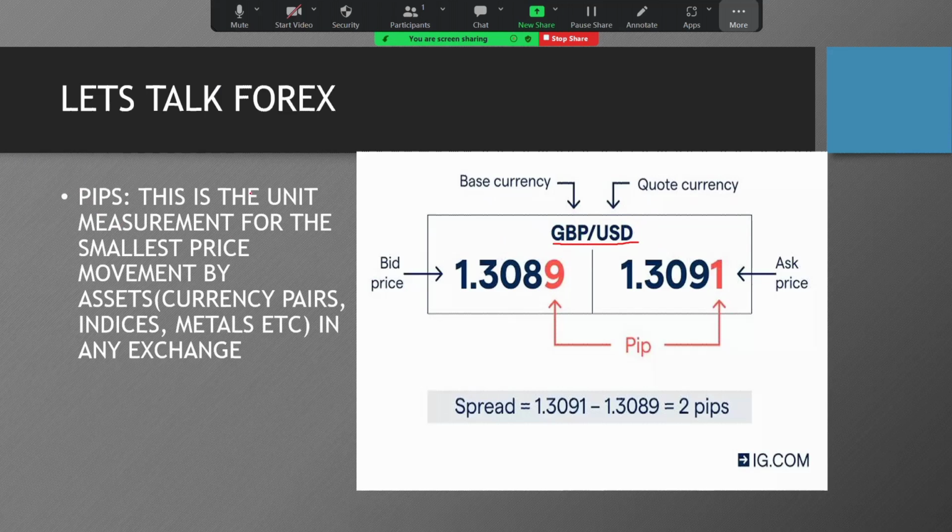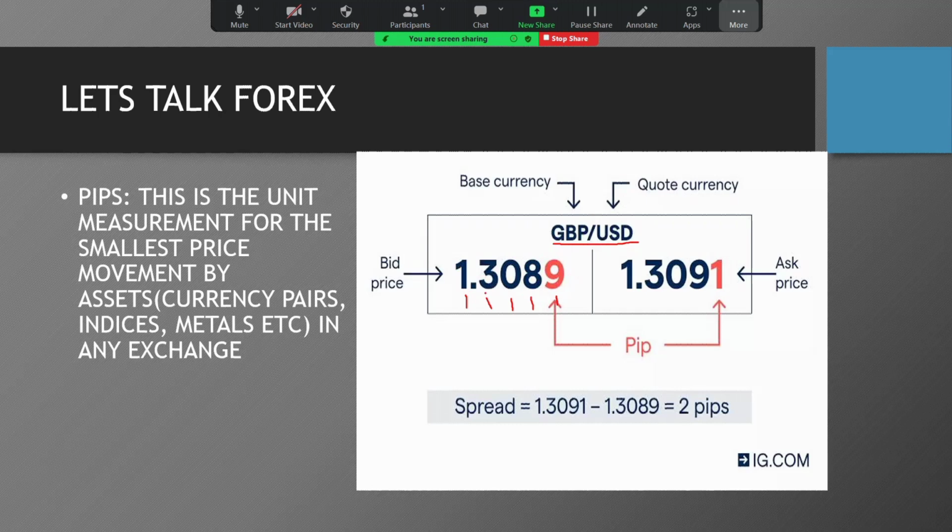A pip is the unit measurement for the smallest price movement by Forex assets. See, look at this now. We start counting pip from what? The fifth number. So let's start: first number, second number, third number, fourth number, fifth number. So if this fifth number changes, you just say, okay, 1 pip, 2 pips, 3 pips, 30 pips, stuff like that.